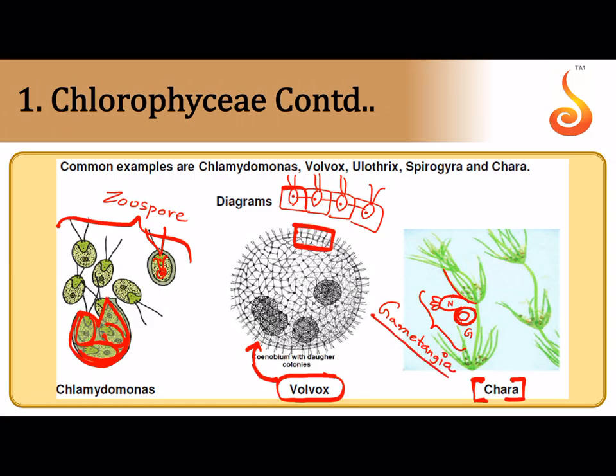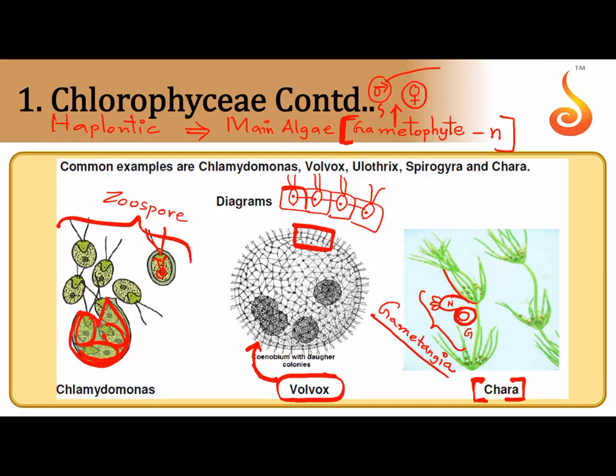Okay, so mostly these Chlorophyceae exhibit a life cycle called haplontic life cycle. When I say haplontic life cycle, the main plant, the main alga that is represented by the main organism, is a gametophyte. When I say it is a gametophyte, it is a haploid plant, and it produces gametes, that is male and female gametes, by mitosis. Okay, so the gametophyte produces male and female gametes.